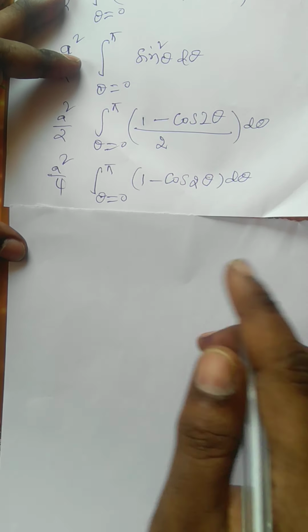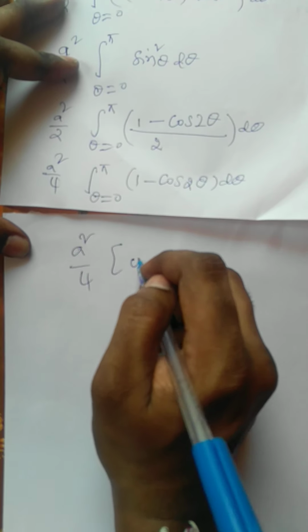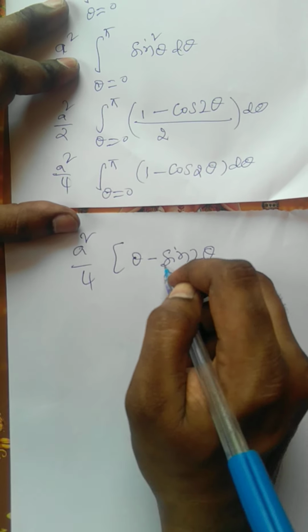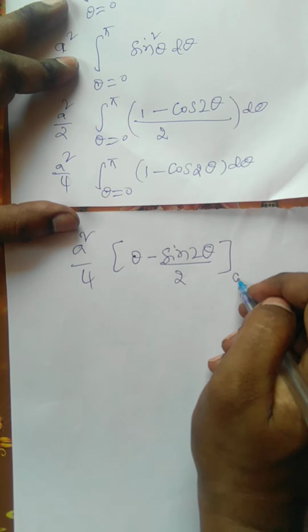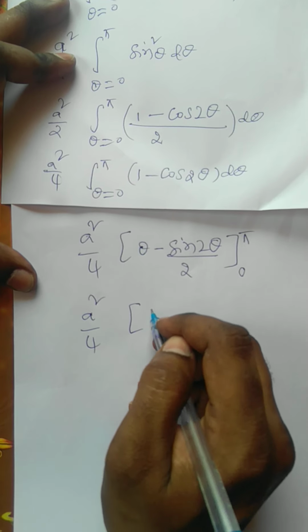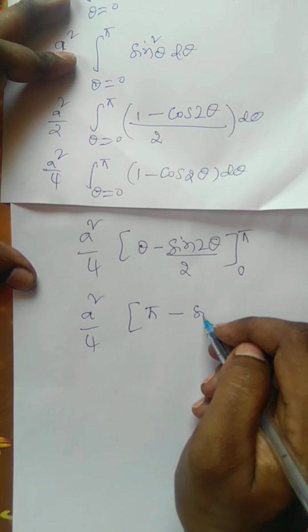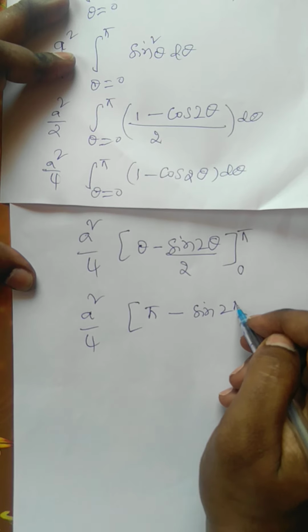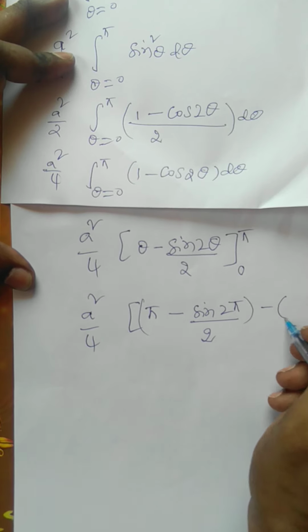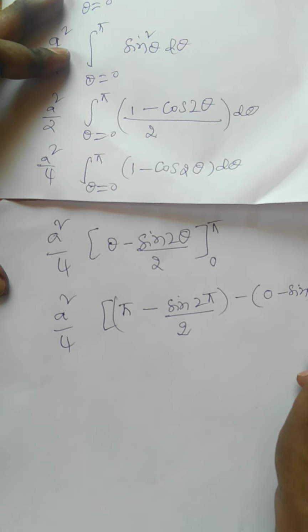This is a square by 4. The integration of 1 is theta, minus the integration of cos 2 theta, which is sin 2 theta by 2. What are the limits here? 0 to pi. a square by 4. In place of theta, you can substitute the upper limit, theta equals pi, sin 2 pi by 2. This is the upper limit minus the lower limit, 0 minus sin 0. This is fine.